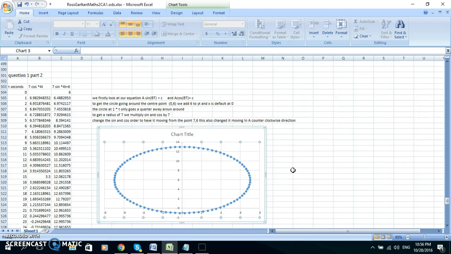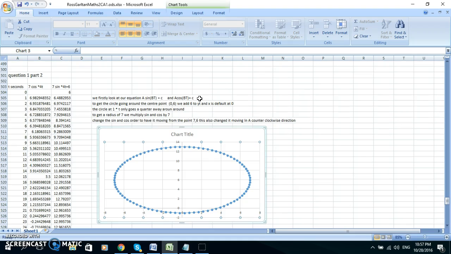In our next question, we have an object initially located at point 76. It takes 90 seconds to complete a circular motion of radius 7 about our center point of 0.6. So I have the solution here. I have it done. First, before I got it completed, I firstly put in the equation a sine t, bt plus c, and a cosine t, bt plus c. So that was our initial starting point.